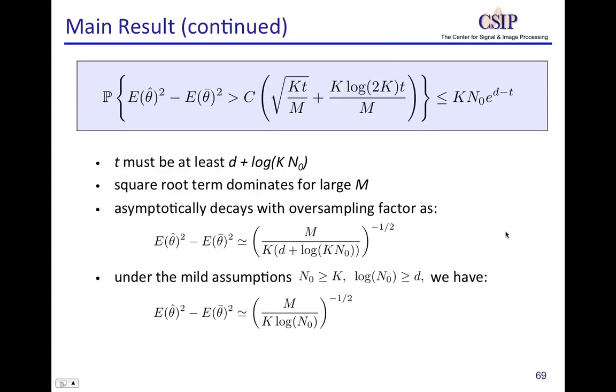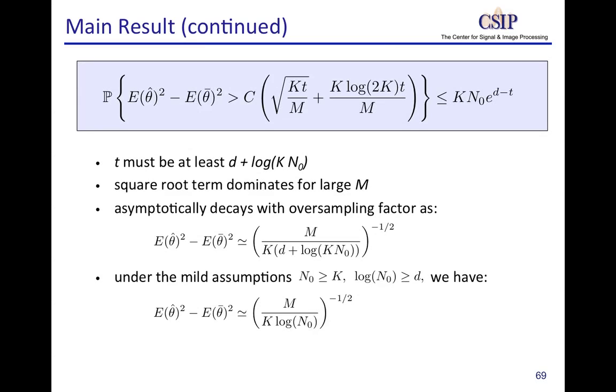Okay, so what does this mean? Well, if we look at this, we see that m must be at least d plus log of k n naught in order to make this expression less than 1. We see that the square root term dominates for large m, so as m becomes successively larger, this term will eventually dominate. And so we have this asymptotic decay with this oversampling factor that looks like this. So basically, this denominator is the minimum factor of m that you need. And if you take m to be 10 times larger, 100 times larger, it basically rolls off like the square root of that oversampling factor, the inverse square root of that oversampling factor.